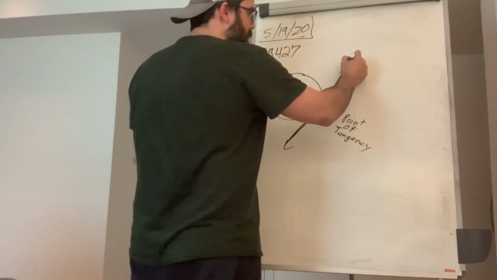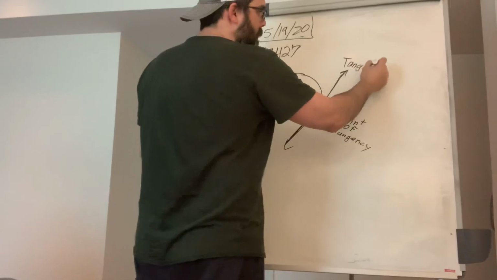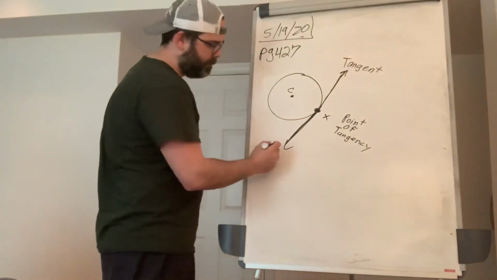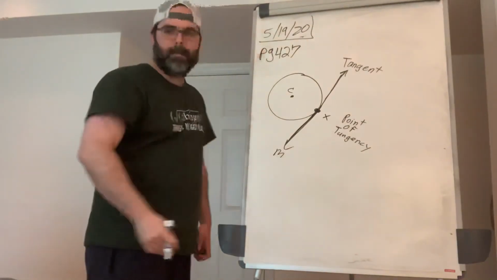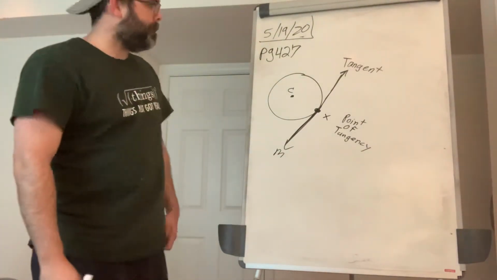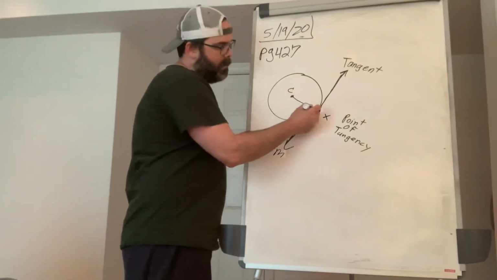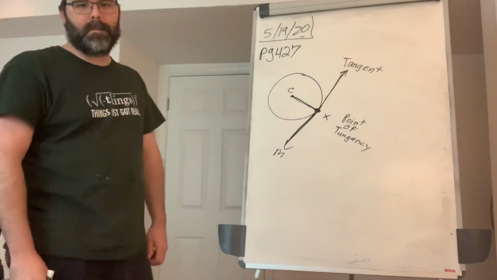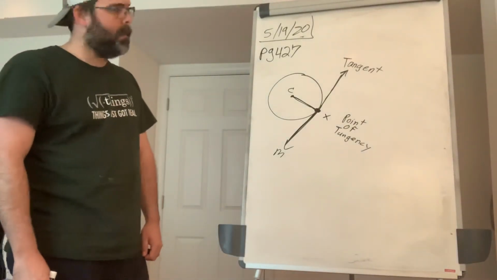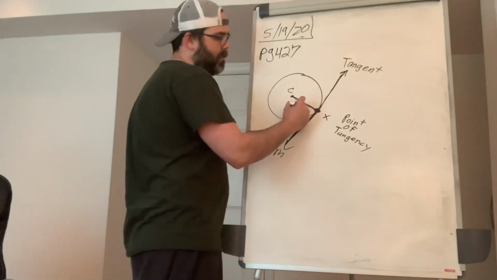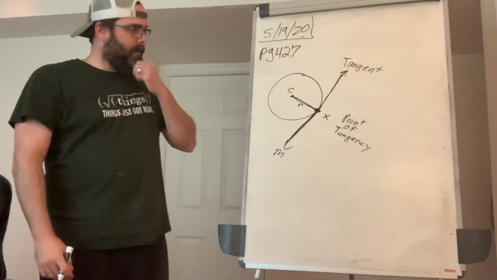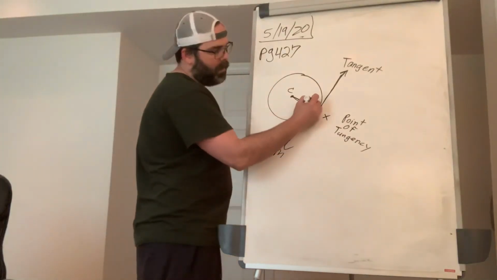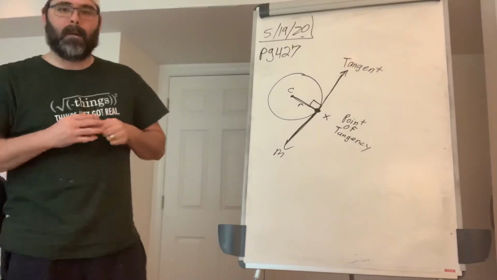This is the tangent. The tangent is just a line that touches the edge of a circle. We'll call this line M. Now, the radius goes to that point of tangency, and it has a special property. So this is the radius. When the radius touches the point of tangency, these two lines are perpendicular, meaning they create a right angle.